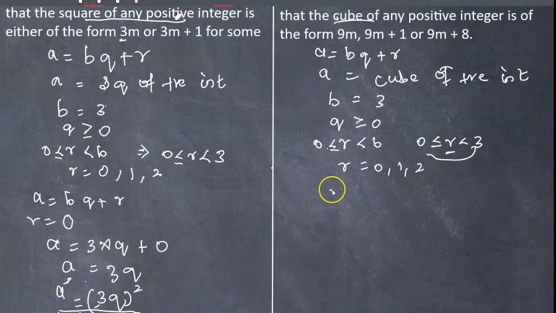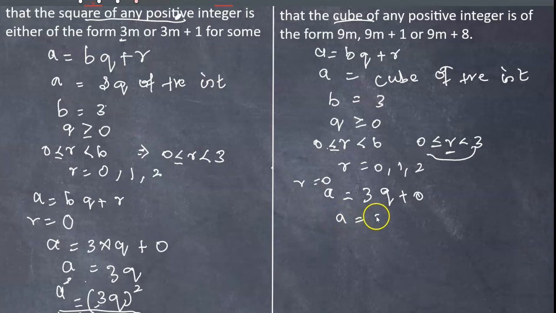So a equals bq plus r. What is the value of b? 3, and q plus r, we are taking it as r equals 0. So 0, which means a equals 3q, and we have to find the cube of any positive integer here. So a cube equals 3q, the whole cube, which means 3 into 3 into 3, 3 into 3 is 9, 9 into 3 is 27 q cube.